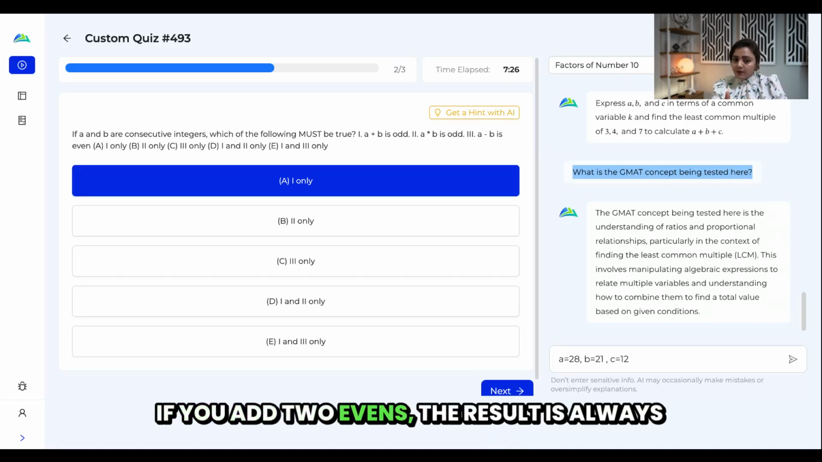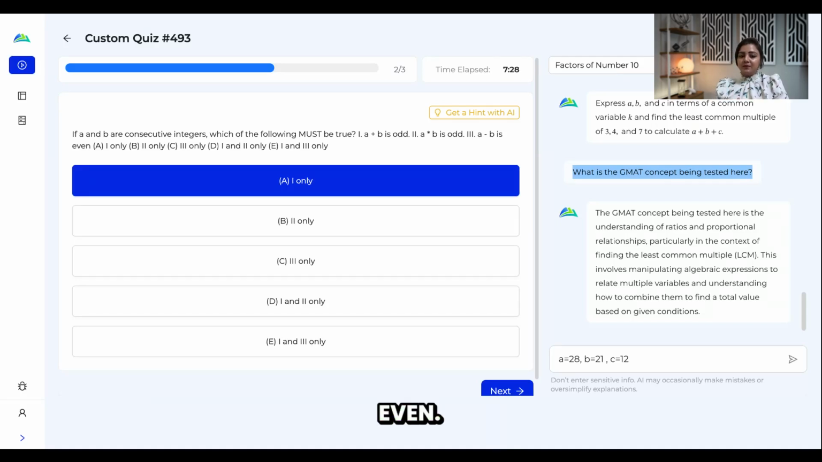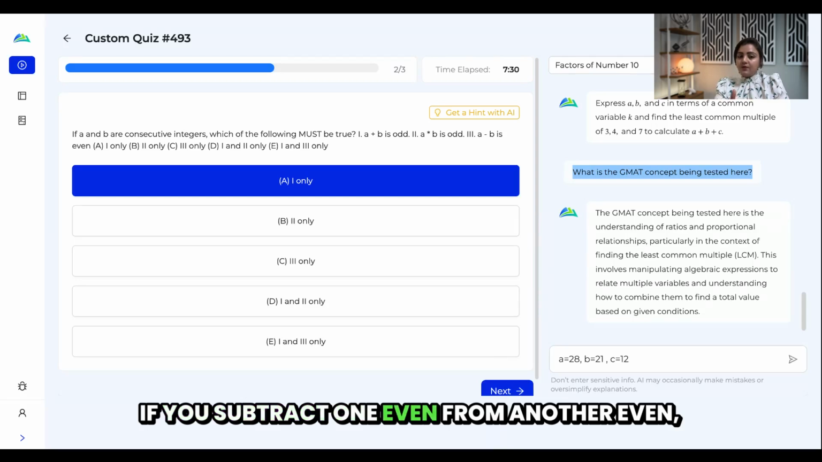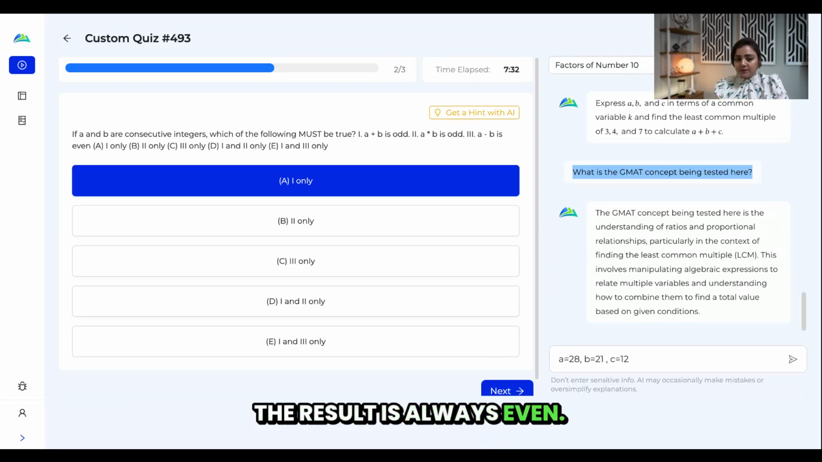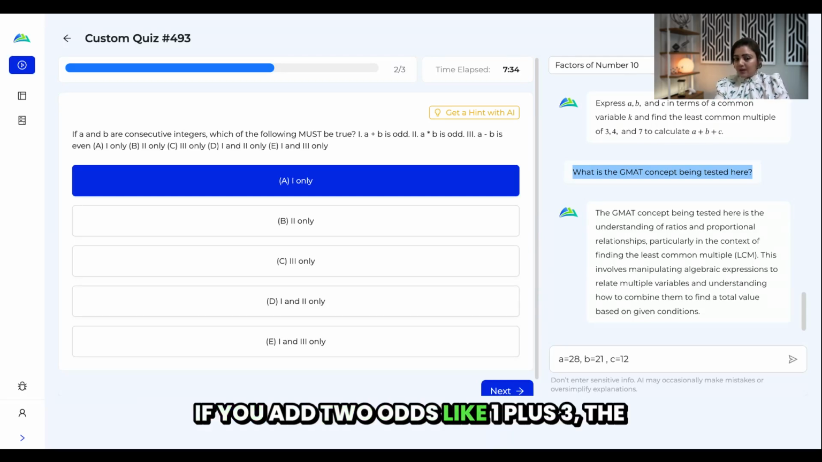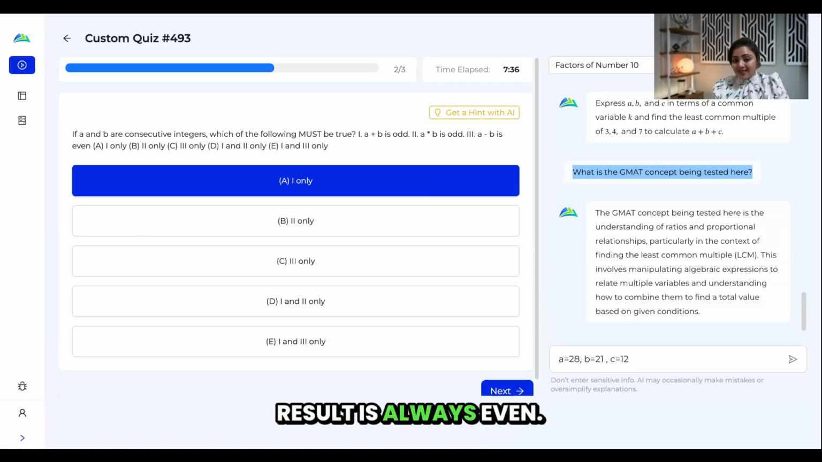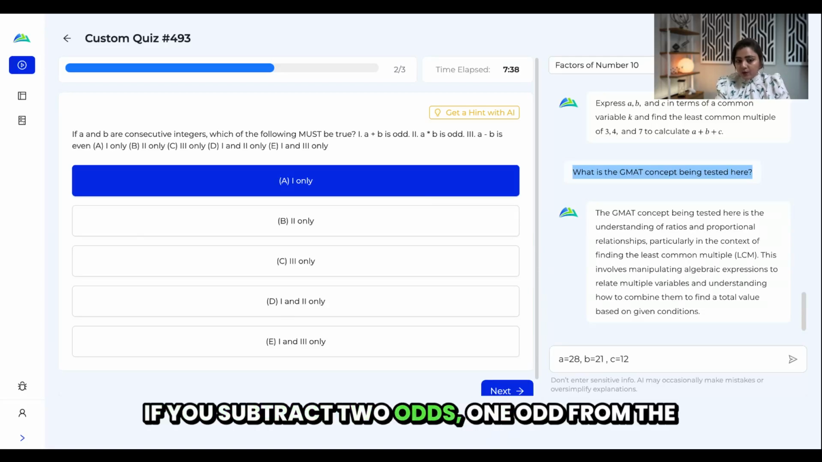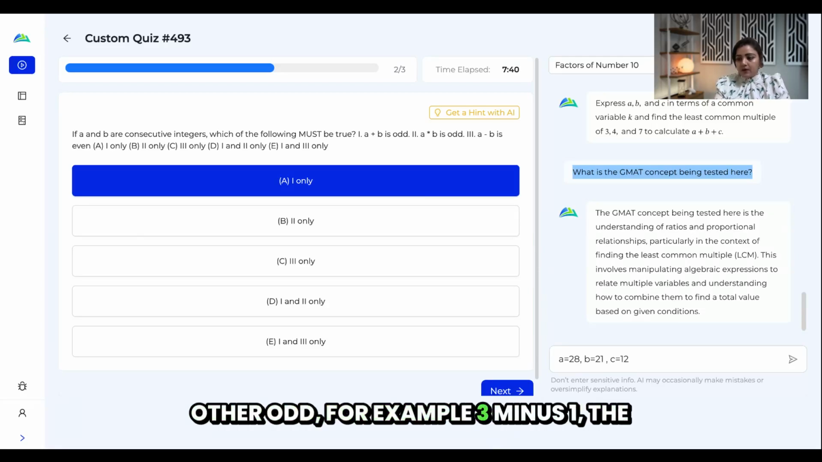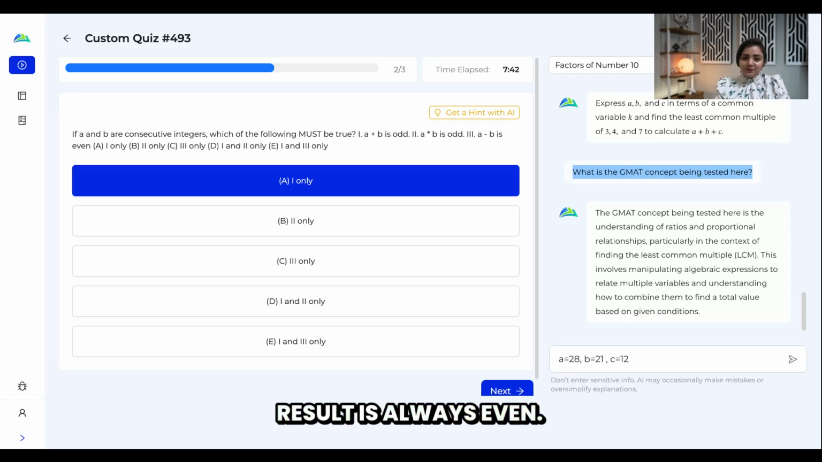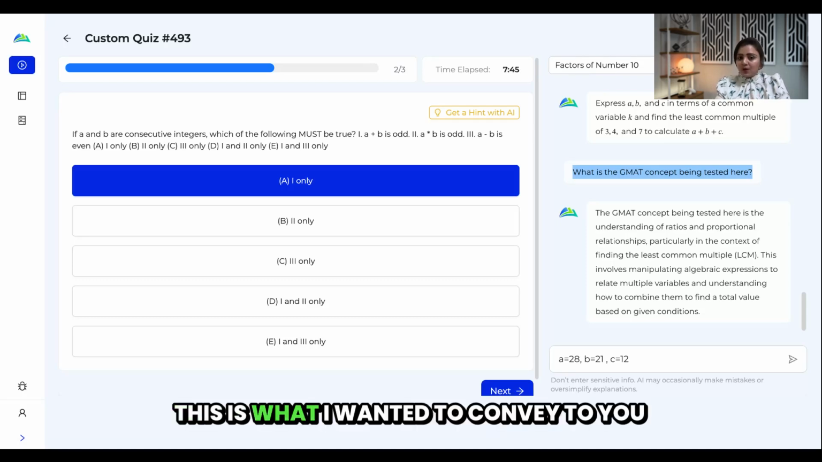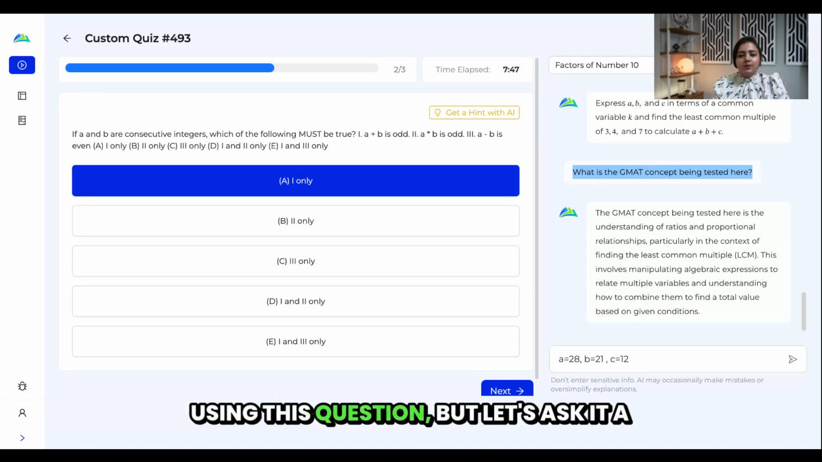If you add two evens, the result is always even. If you subtract one even from another even, the result is always even. If you add two odds like 1 plus 3, the result is always even. If you subtract one odd from the other odd, for example, 3 minus 1, the result is always even. Okay? This is what I wanted to convey to you using this question.